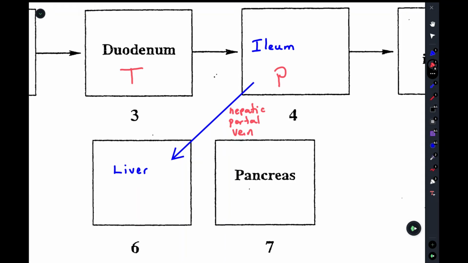So this is what I would have done. Single arrow from the ileum to the liver. There's no need to label the blood vessel. I have it here for your benefit.